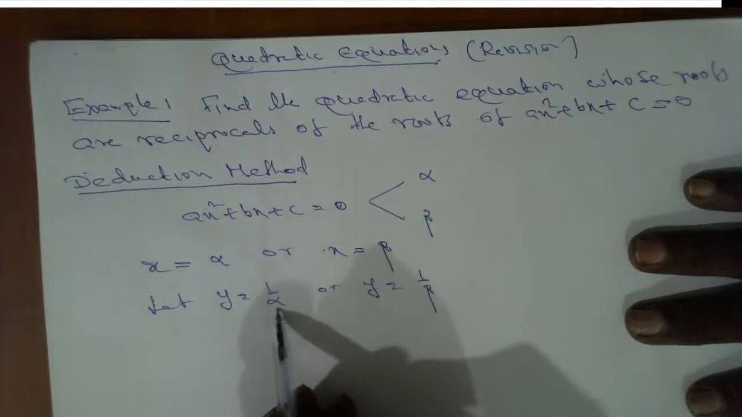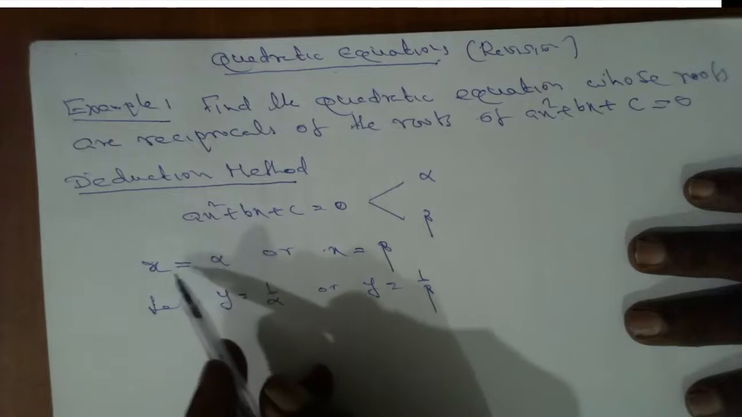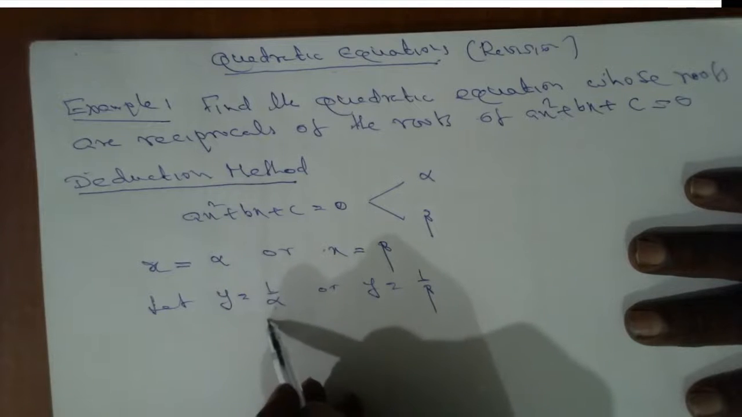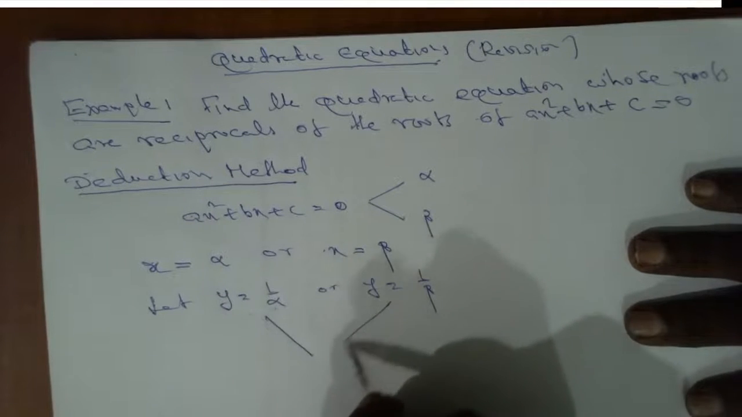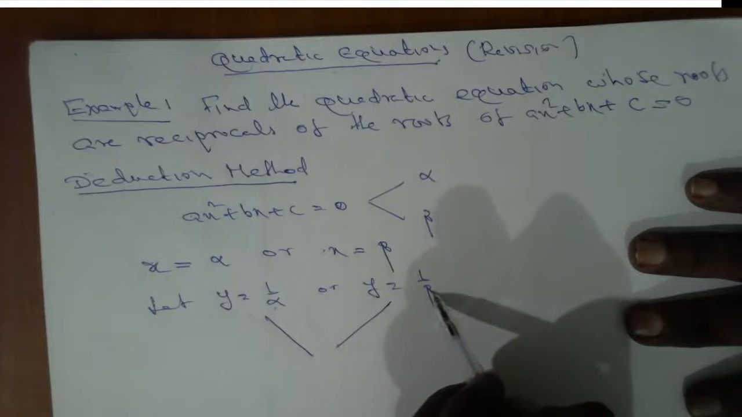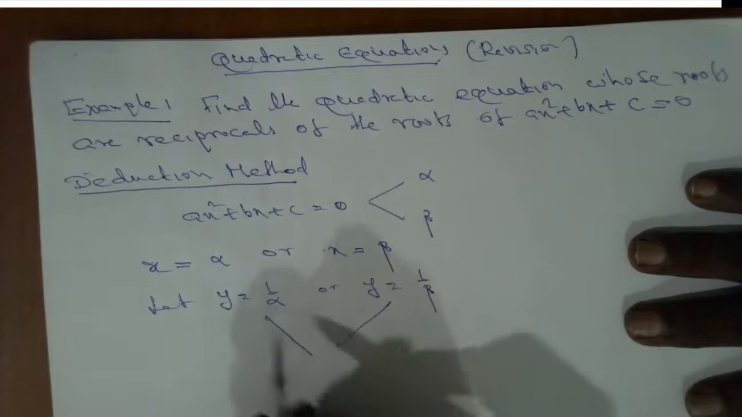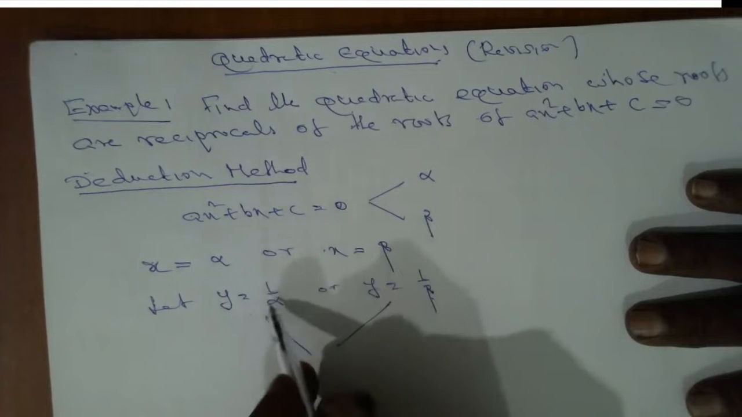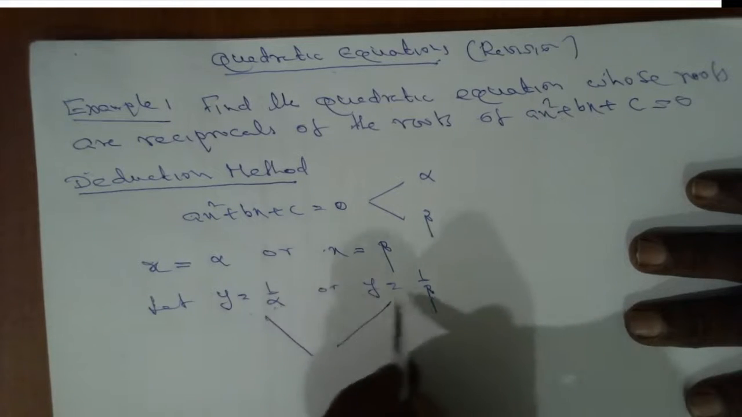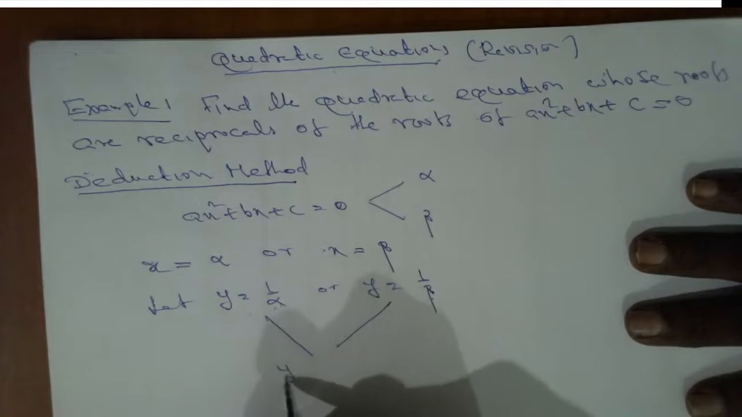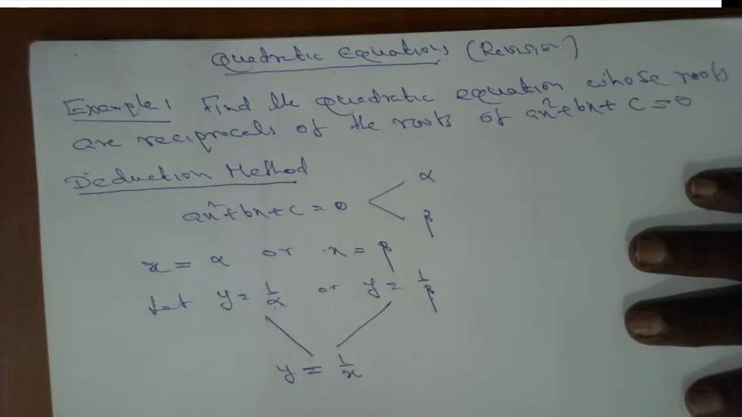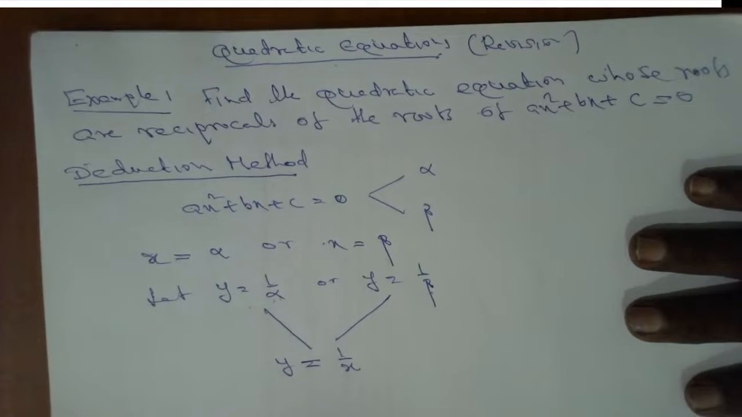So instead of alpha, you can substitute x in this equation; in both cases, for alpha and beta, you can substitute x. If you substitute x for alpha and beta, you get y equals 1 over x, right? Actually, the deduction method is the way.